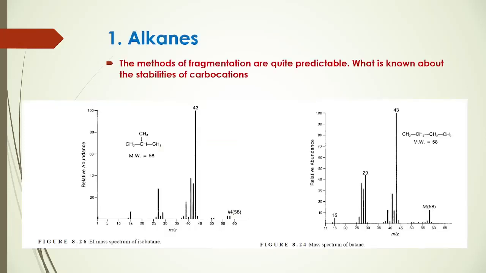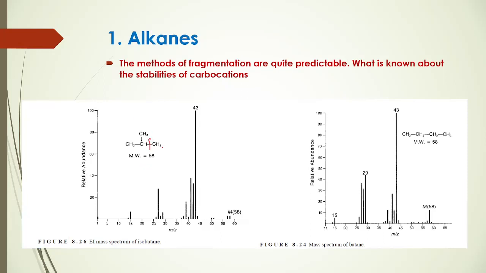As you know, alkanes are saturated hydrocarbons, and most of the time we don't have a lone pair, non-bonding or pi electrons in alkanes. So alkanes have a specific fragmentation pattern, and it is quite predictable because all the fragmentations are governed by the stability of the carbocation. Whenever we have alkanes, the fragmentation pattern will depend on the stability of the carbocation.